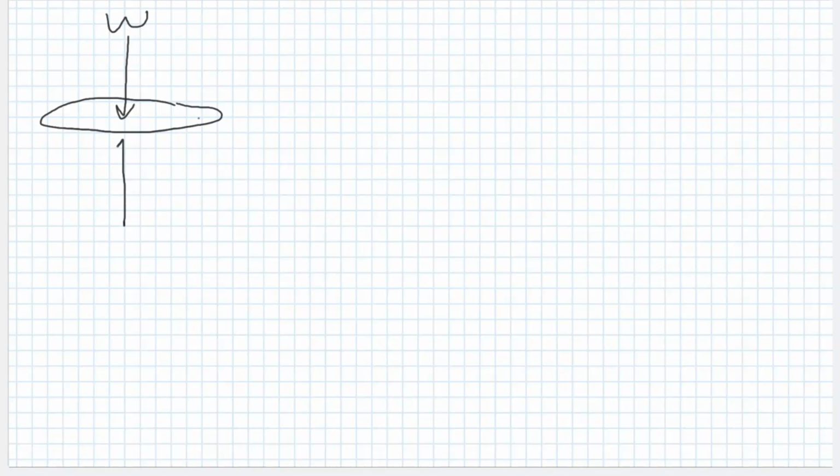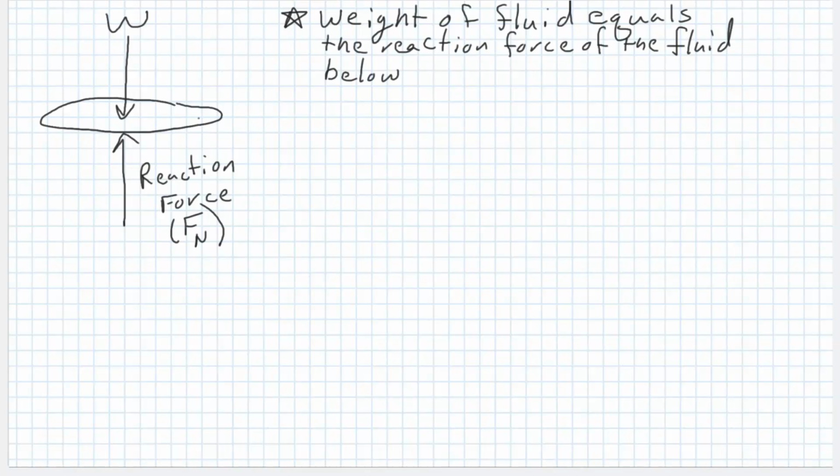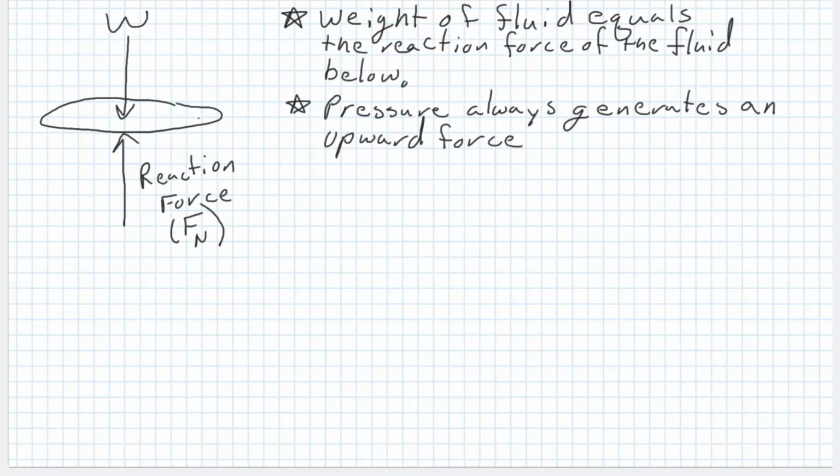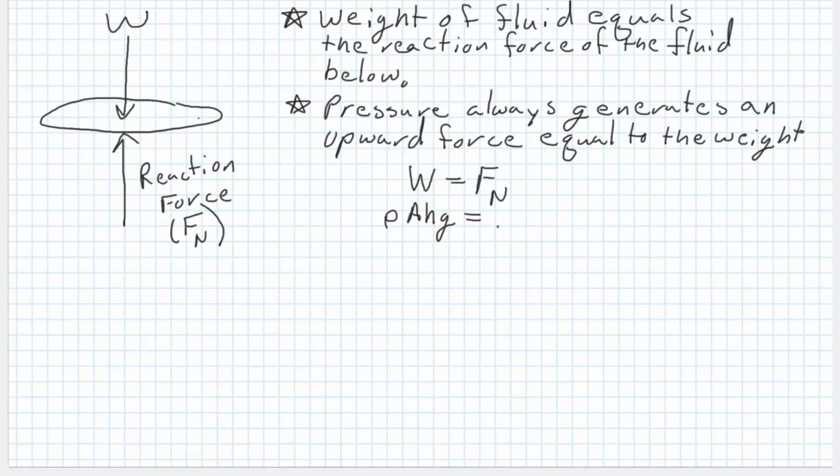So just a few more things about pressure of an object. If I have an object, its weight is pulling it down in the fluid, and the reaction force of the fluid is pushing it upwards. Remember, this is sometimes called the normal force. So if the object is stationary in the fluid, the weight equals the reaction force of the fluid below. The pressure always generates an upward force equal to the weight. We can expand out the weight, and we can expand out the reaction force to be pressure times area. Area is in both terms, so we can cancel that out. And we see that pressure, once again, is equal to the density times gravity times the depth.